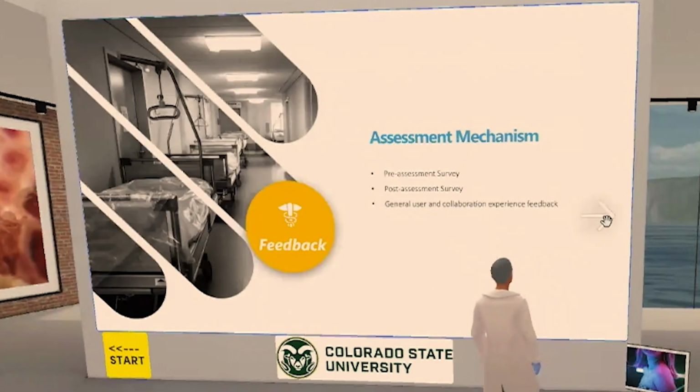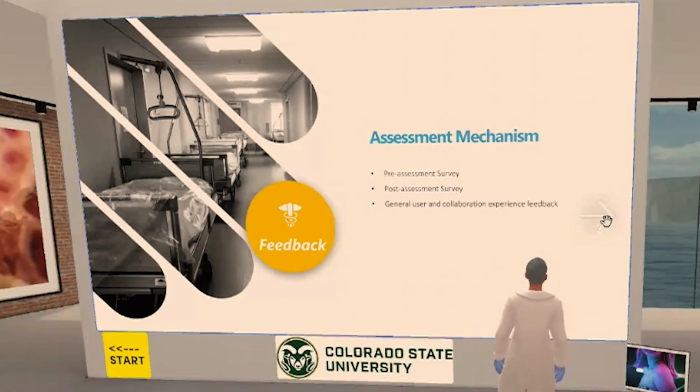Going back to the assessment mechanism, there's a pre-assessment survey as you come in, and then after you navigate through the space, they take the post-assessment. A lot of these surveys are built in Qualtrics, and we collect the data and compare their scores at the pre-assessment and post-assessment to determine how much improvement they have after they've gone through the space. And we often look for general user feedback in terms of enhancing this experience.